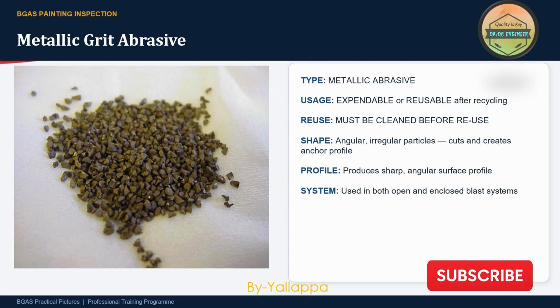This slide shows steel grit. Steel grit is characterized by its angular shape. The purpose of grit is to cut into the steel surface and create the anchor profile necessary for coating adhesion. The angular particles remove contaminants aggressively and produce a rough surface texture.